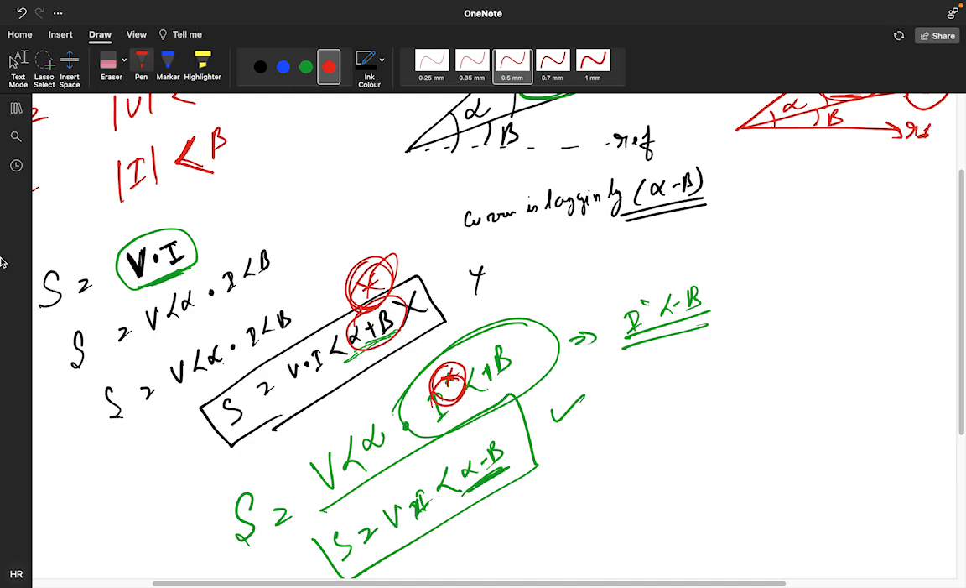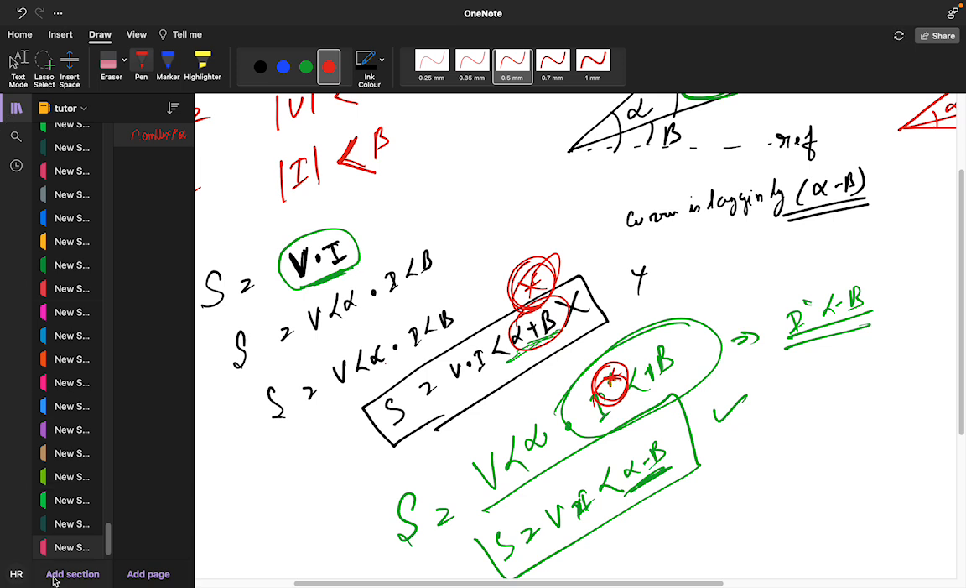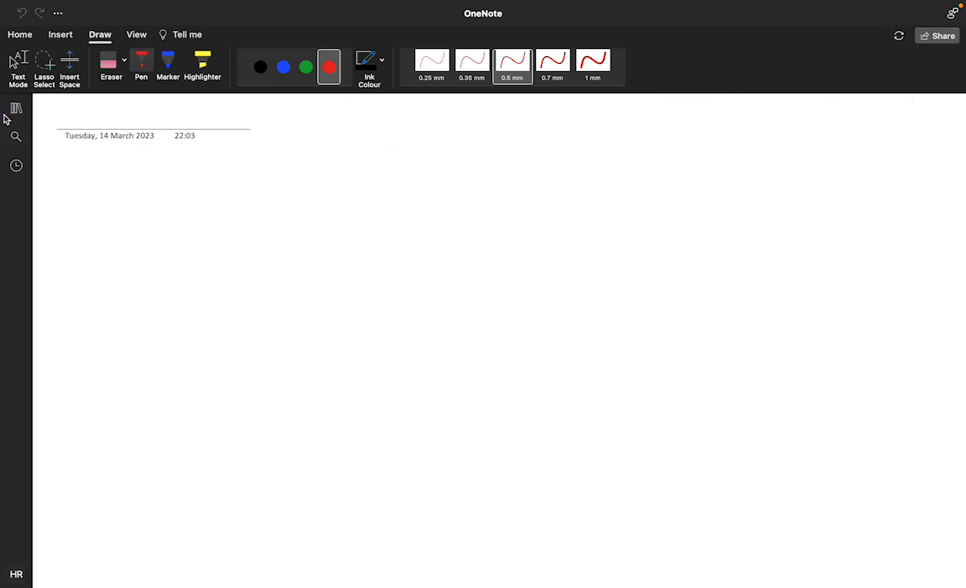Understood this point, guys? Prasanna, understood this thing? Why we are doing the conjugate?